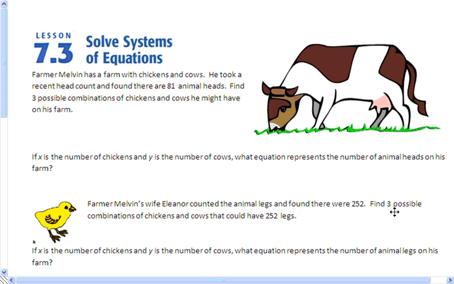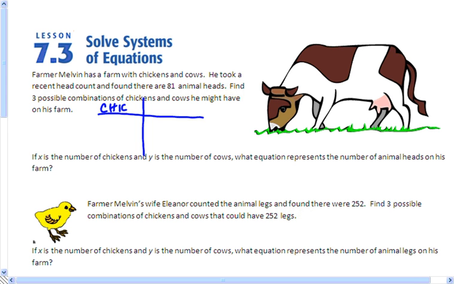Farmer Melvin has a farm with chickens and cows. He took a recent head count and found there were 81 animal heads. Find three possible combinations of chickens and cows he might have on his farm. As you're probably thinking, there's probably a lot of different answers here, and there are. But I'll just make a quick little table to show some of the possibilities.